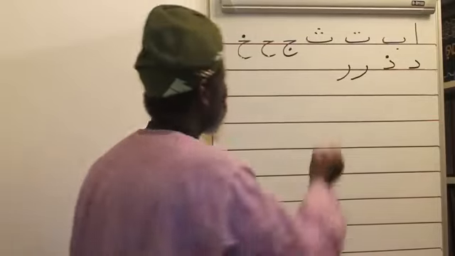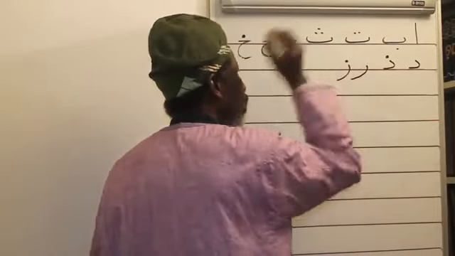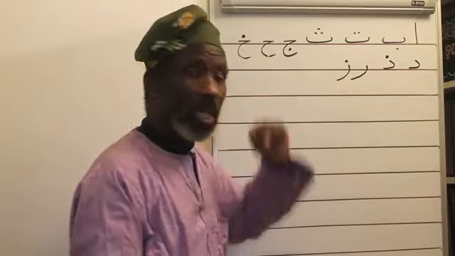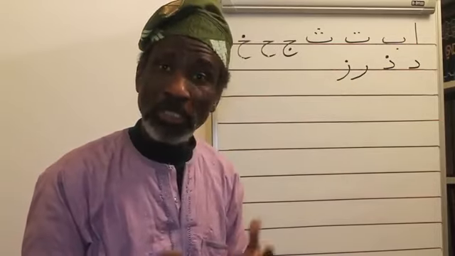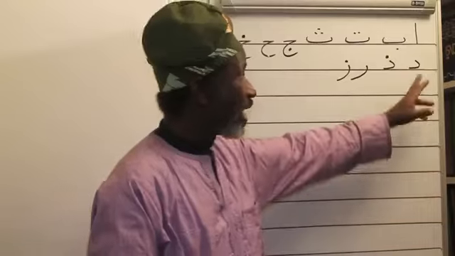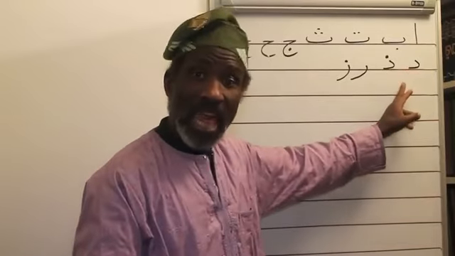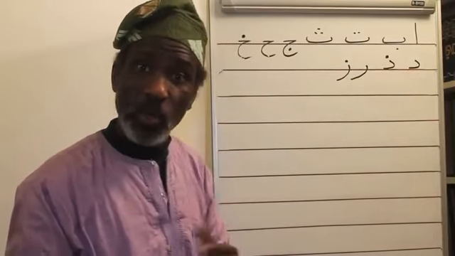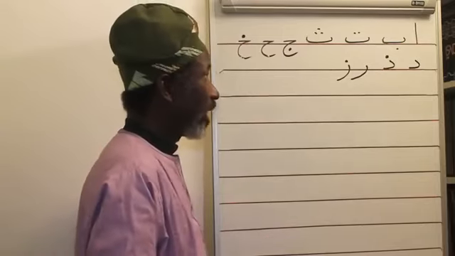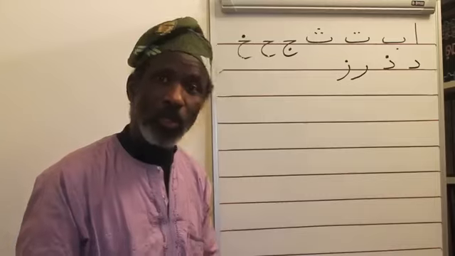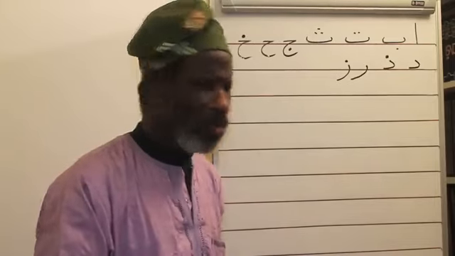The second one, surprise, surprise, has 1 dot. So the first one is Ra, the second one is Zain or Za. Ra, Zain. So we have Dal, Val, Ra, Zain or Za. Dal, Val, Ra, Zain.